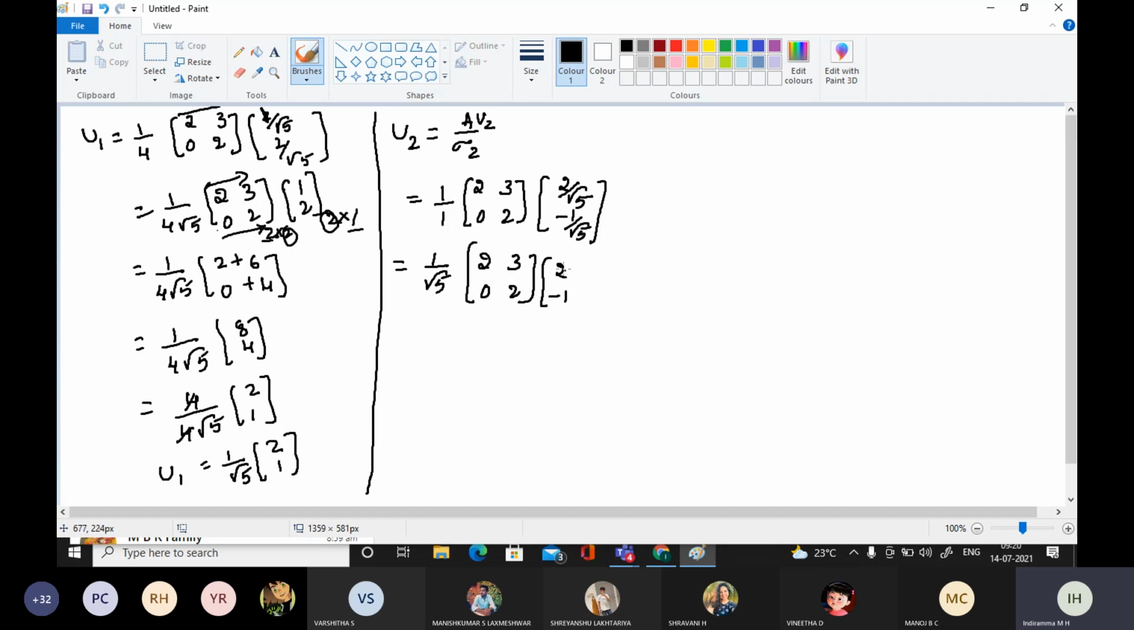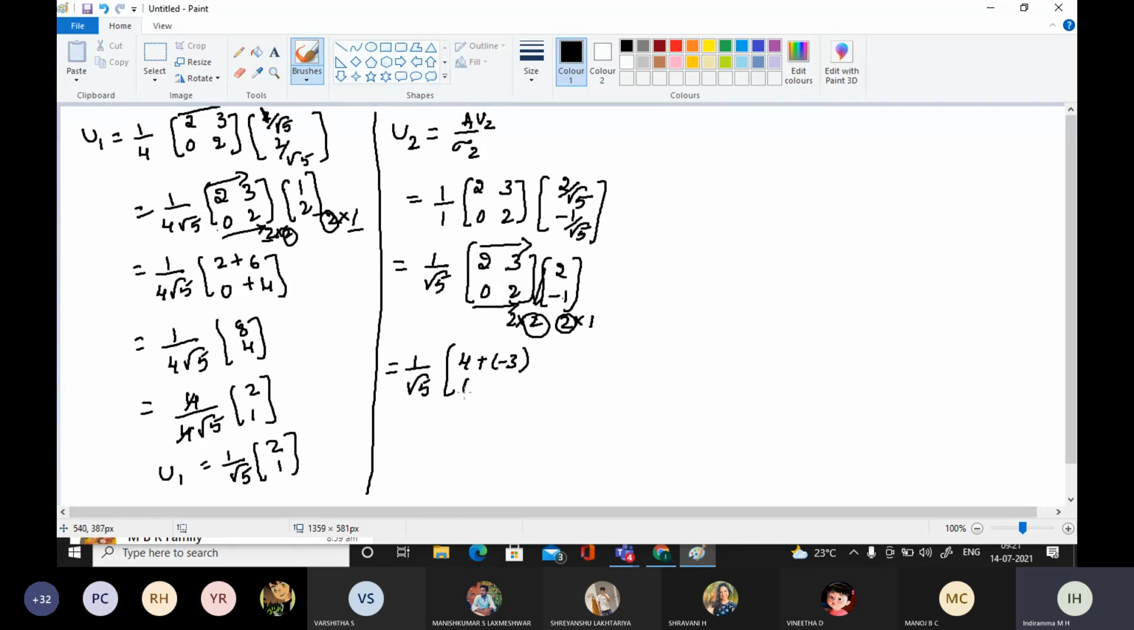2 and minus 1. So now see here, the first is of order 2 cross 2 and the second is of order 2 cross 1. The 2 and 2 are the same, so the resultant matrix will be of order 2 cross 1. So 1 by root 5. Now multiply first row, first column. This is also important for your GATE exams. 2 twos are 4, plus 3 into minus 1 is minus 3. So there is no second column, only one element.